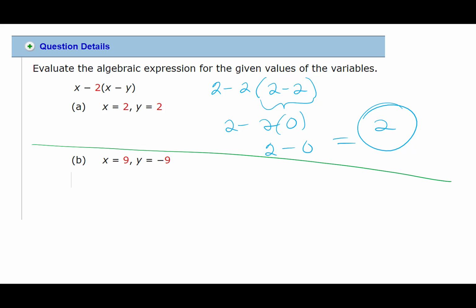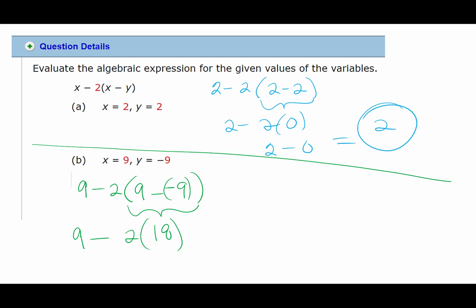Now we have a lot of 9's. I want you to do the same thing, rewrite the expression, but substituting in these values for x and y. It's 9 minus 2 times 9 minus a -9. Orders of operation says to work parentheses first. 9 minus a -9, we'll add the opposite to get 18. So this is 9 minus 2 times 18, 9 minus 36, which equals -27.